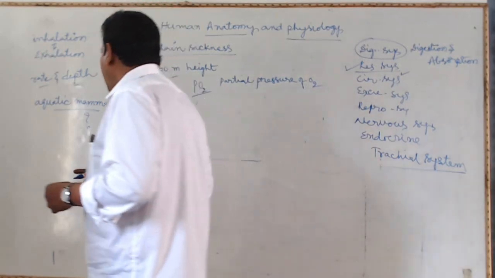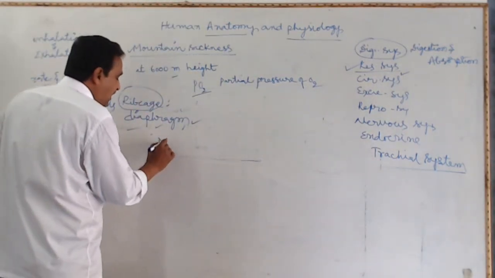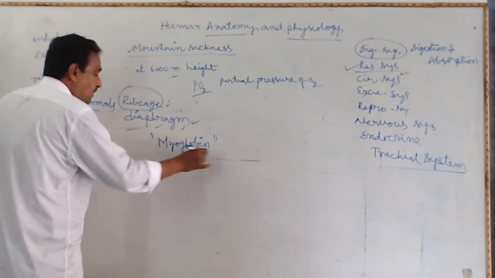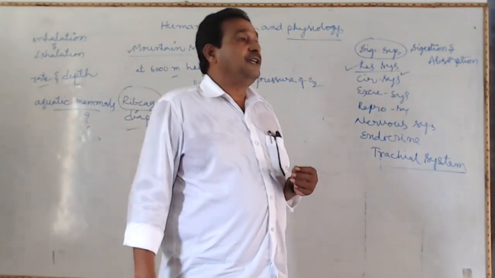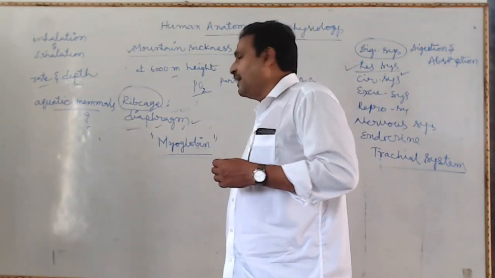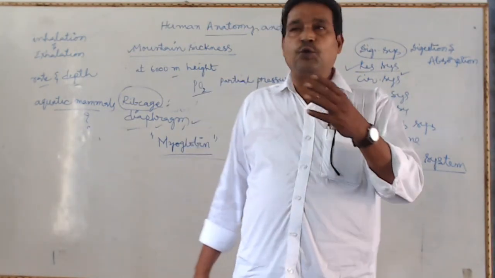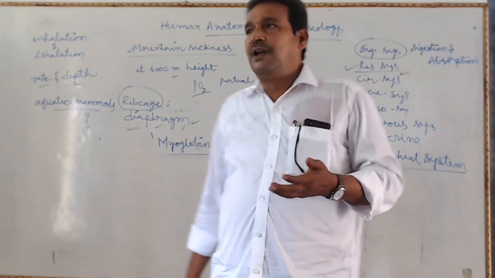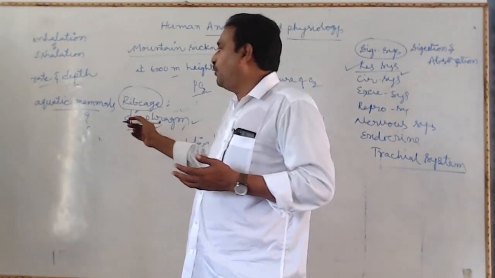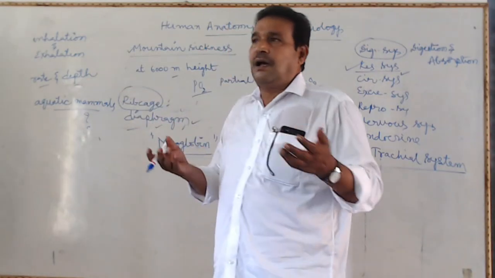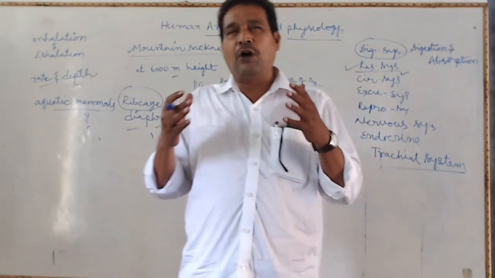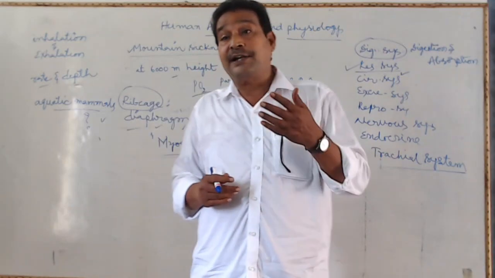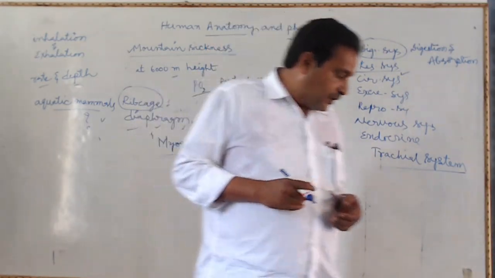Try to remember, they have a special respiratory pigment, myoglobin, in their muscles. It has more affinity to oxygen. In this way they can survive underwater for about 2 or more hours. This is an aquatic adaptation for an aquatic mode of life. Okay?